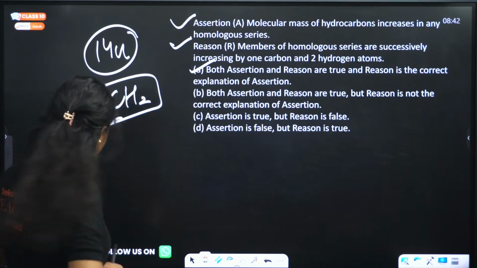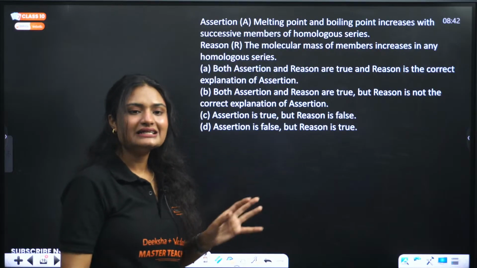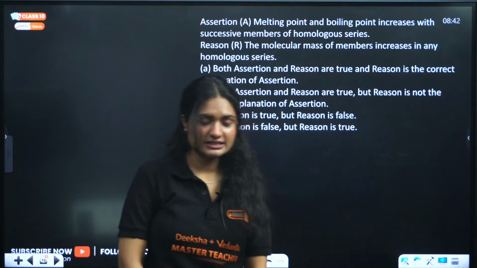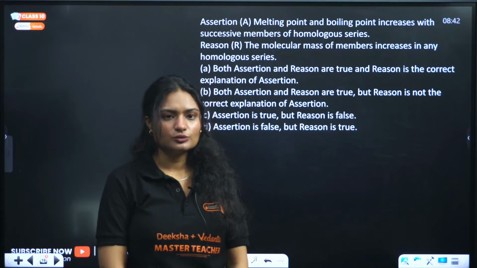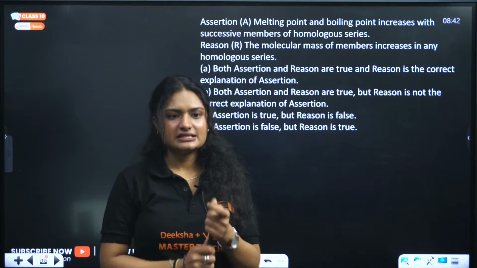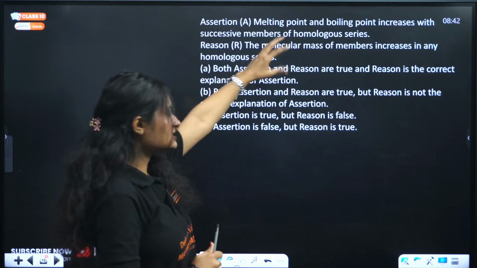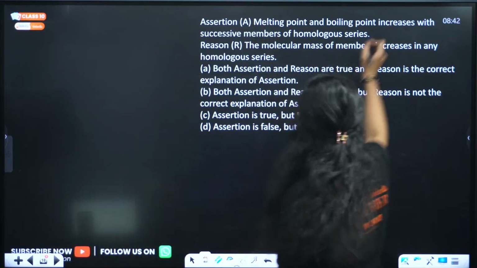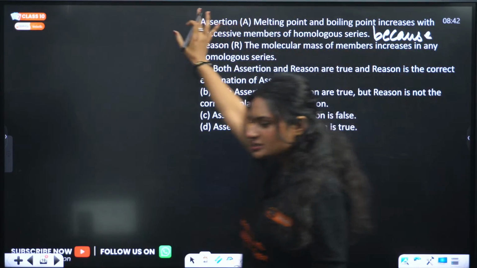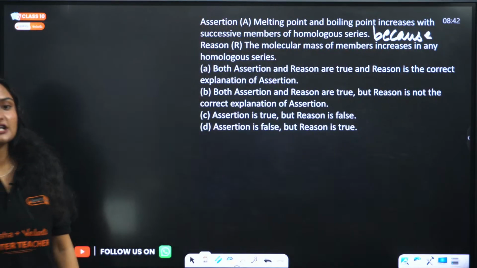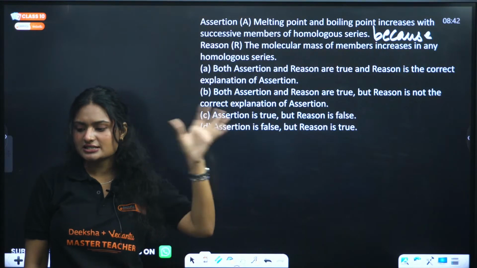Okay, next question. Melting point and boiling point increase with successive members of a homologous series. And the reason is the molecular mass of members increases in any homologous series. Just add the word because. You will answer it on your own. Have the assertion, add the because, say the reason. If the reason is correctly explaining the assertion, then your answer is option A.